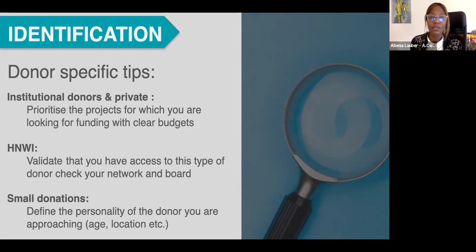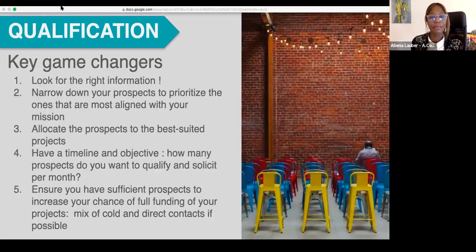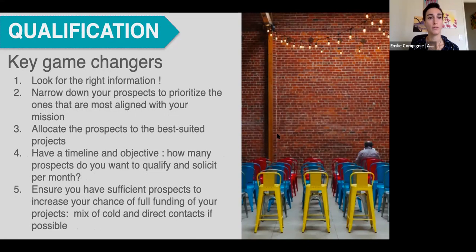Think about the how as well, where you find them and how. Okay, so the second step is qualification. Some of the key game changers that we'll list for you, or look for the right information. So that's really the part where you're going to select the ones that really match with your project or your activities. So when we look for the right information, it's really looking into the geographical reach, what is their mission, what is the type of organization they support.